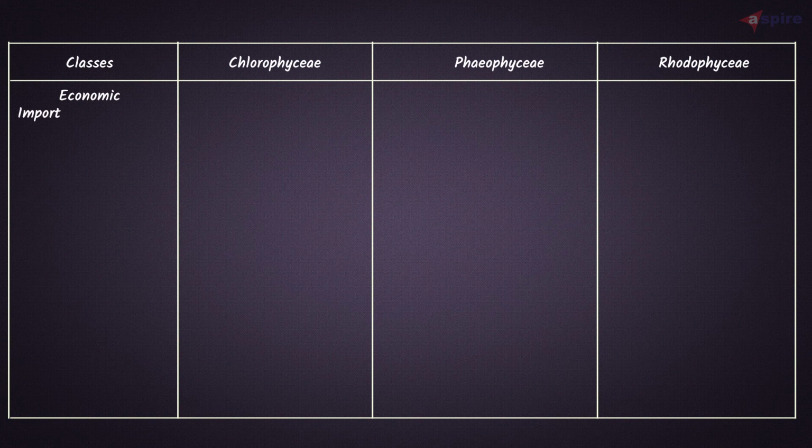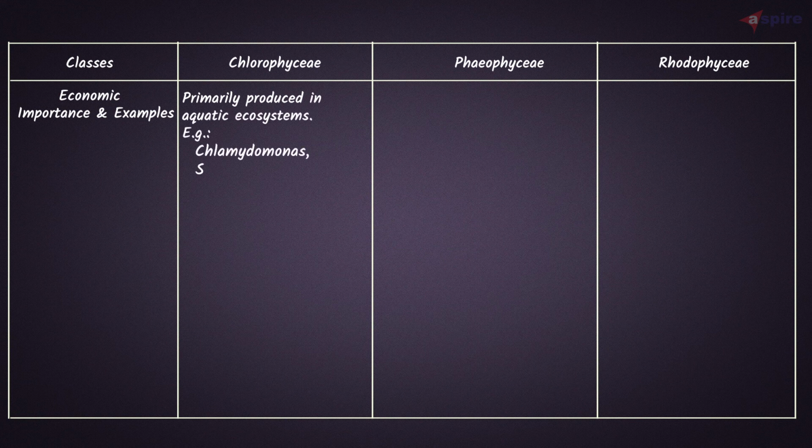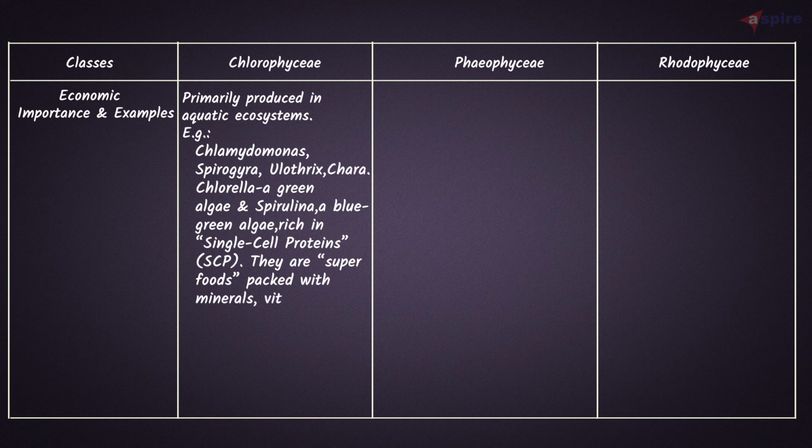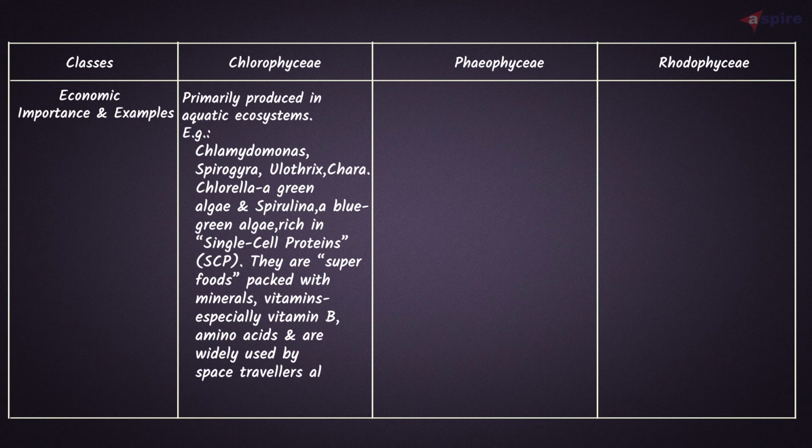Economic importance and examples. Primary producers in aquatic ecosystems. Examples: Chlamydomonas, Spirogyra, Ulothrix and Chara. Chlorella, a green algae, and Spirulina, a blue-green algae, are rich in single-celled proteins. They are superfoods packed with minerals, vitamins, especially vitamin B, amino acids, and are also widely used by space travelers.